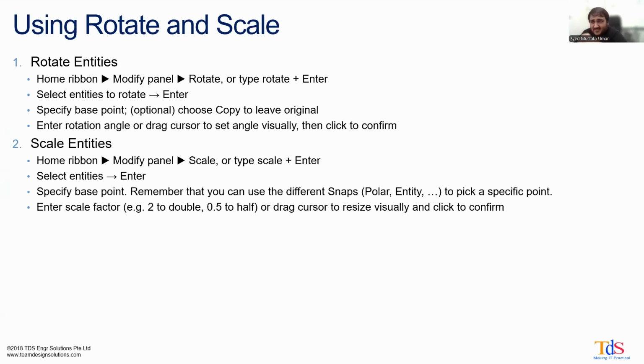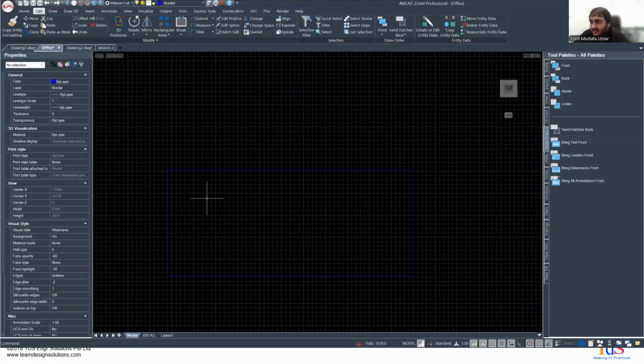Scale entities, again very simple to do. All we need to do is select an entity and press enter. Pressing enter is what locks in whatever you've done. Just typing in the value isn't going to be enough, you have to press enter to confirm that this is what you want to proceed with. Right now it's asking for a base point. I will select this corner over here.